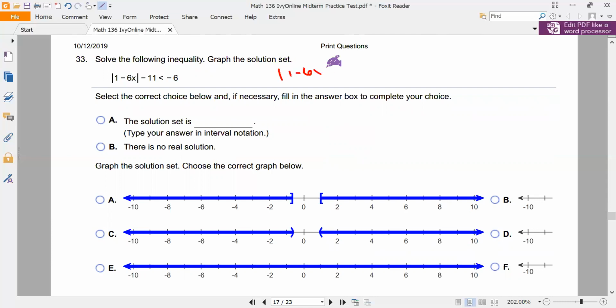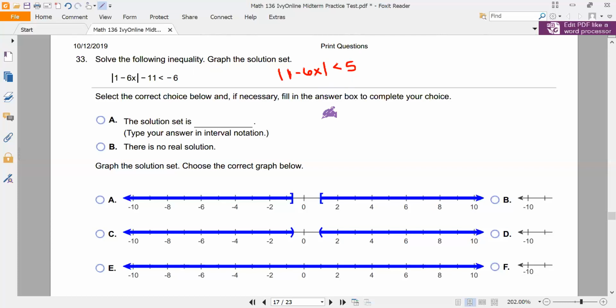So don't always just say no solution just because you see a negative on the right side. If it's a greater than, it's actually all solutions. But you have to isolate before determining that. So that's going to make this a 5 when we add the 11 over. So this is the less than case.